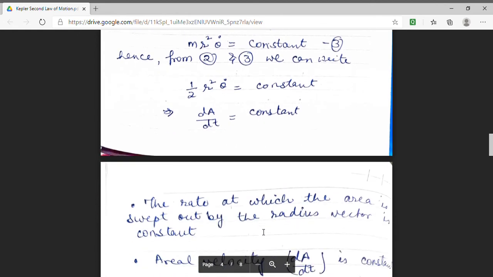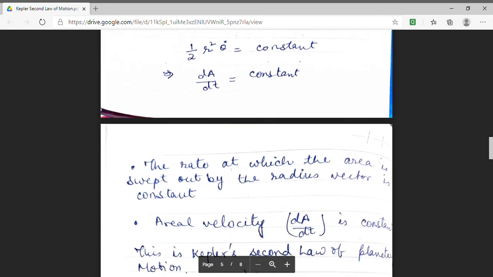Hence we can say that the rate at which the area is swept out by the radius vector is constant. This is Kepler's second law of planetary motion. Or we can say that the areal velocity dA by dt is constant. So the statement of Kepler's second law of planetary motion is: the rate at which the area is swept out is a constant of motion.